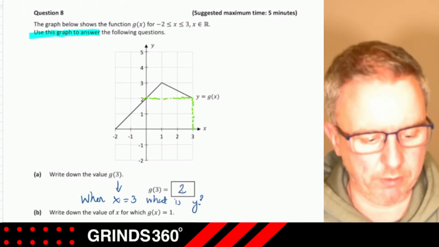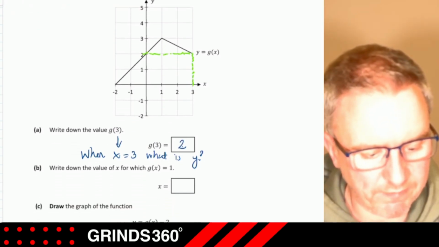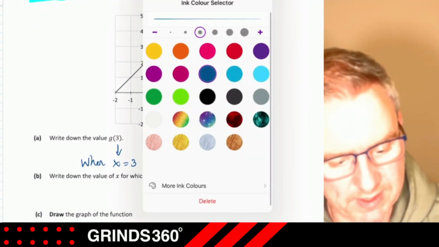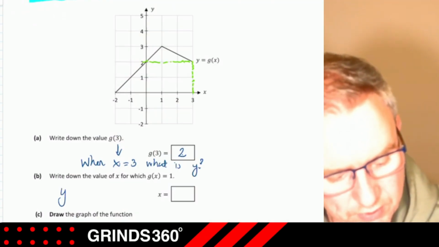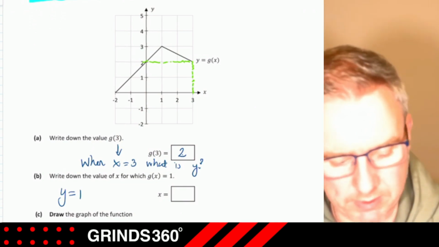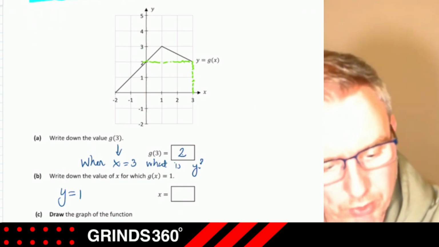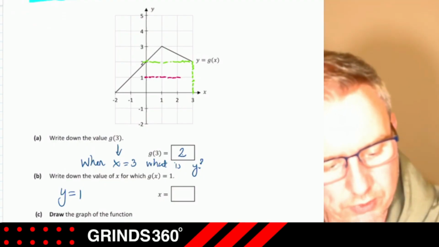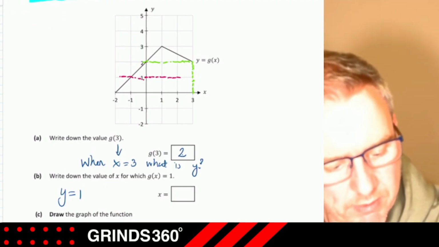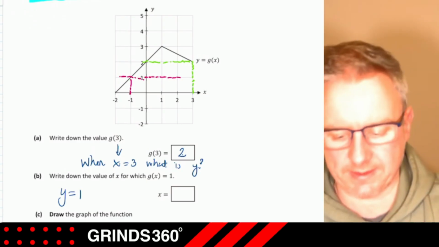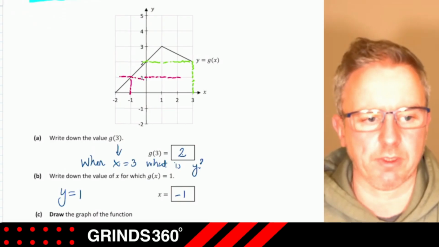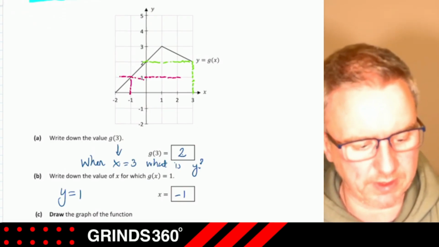So that's simple, okay? Write down the value of x when g of x is equal to 1. So what does that mean? If it says g of x equals 1, they're just saying when the y value is equal to 1. So again, same approach. Go to 1 on your y value, draw your line across, see where it hits the graph, and bring it down. Read it down off the x-axis then. So we have x equal to -1. All right, so that's all we're doing on these each time.